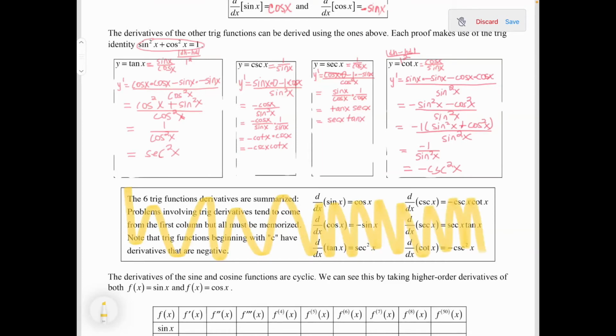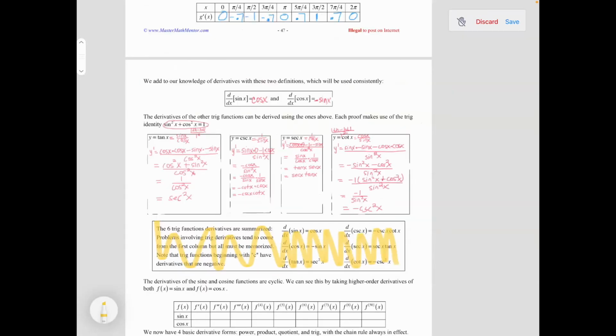Now, we must know these, especially sine and cosine. Trig derivatives tend to come from the first column, but all must be memorized. Note that trig functions beginning with C have derivatives that are negative. So cosine is negative, cosecant is negative, cotangent is negative. That's just one of those things that we can remember to help us figure this out.